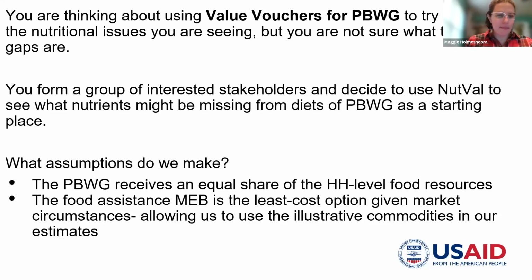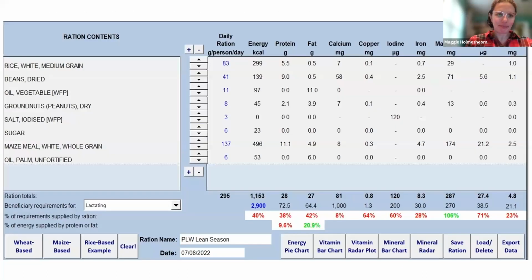Okay, so let's go to the next slide. So first, what we have to do is use NutVal to figure out what is and isn't there in the household level food ration. So you've taken this ration, it has rice, beans, oil, peanuts, salt and sugar, some maize meal, and some palm oil also, because that's relevant for your context in Yum Yum Land. And you divide by 5 for what the household level transfer is supposed to purchase, and you get a daily ration per day for this person.